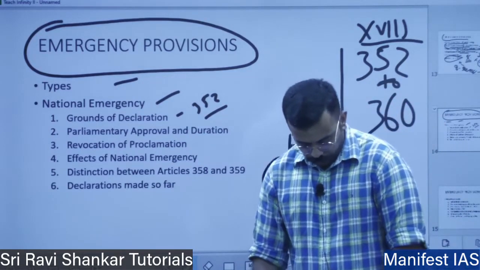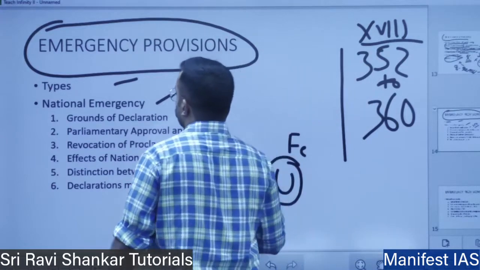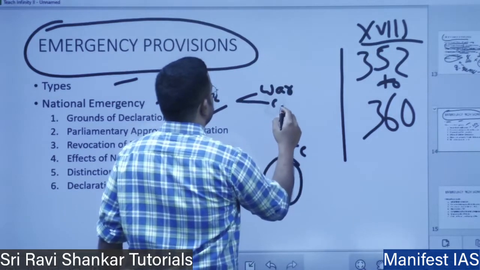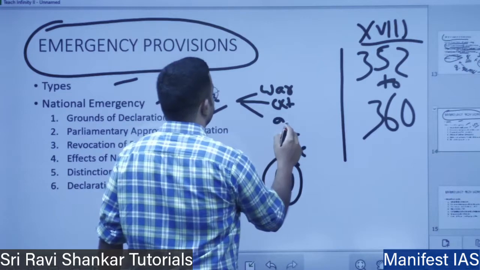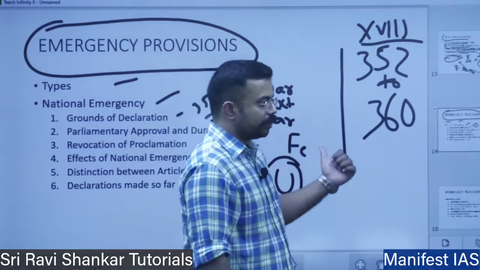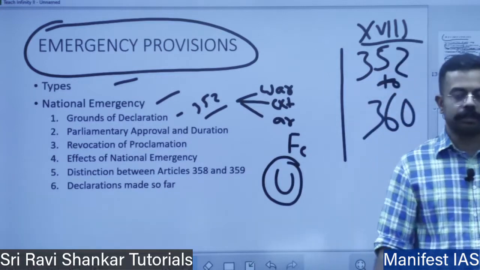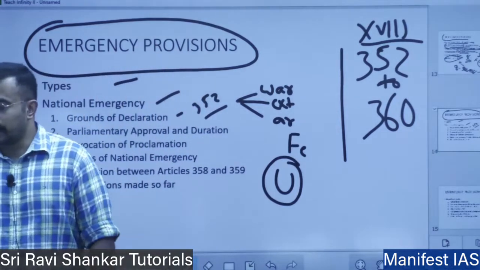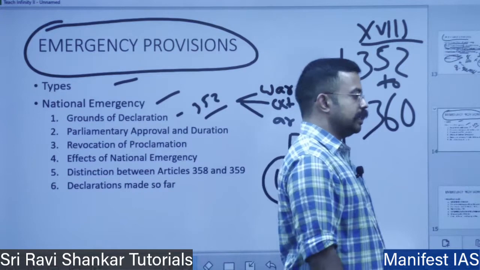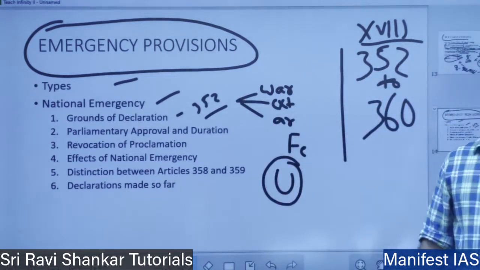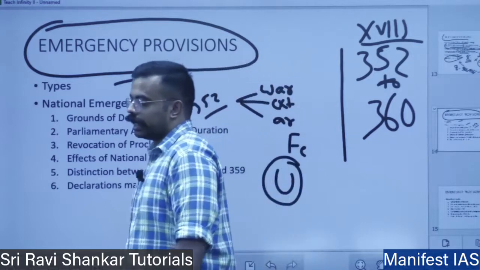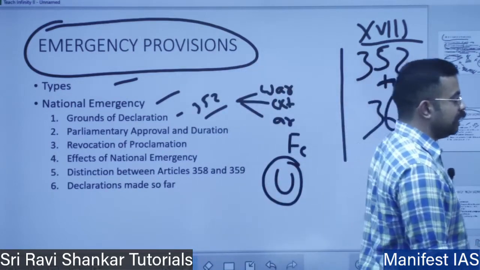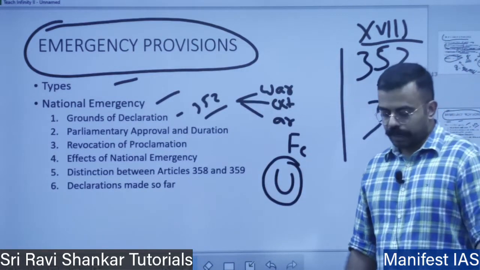So what are the grounds of declaration? National emergency can be declared on three grounds. One is war, second is external aggression, third is armed rebellion. You all know what is meant by war. External aggression means what? Suppose Pakistan or China invades India, they aggress against Indian boundaries. That can be considered as external aggression. During 1962, when China aggressed against India, there was a declaration of emergency. Similarly, in 1965, during the war with Pakistan.